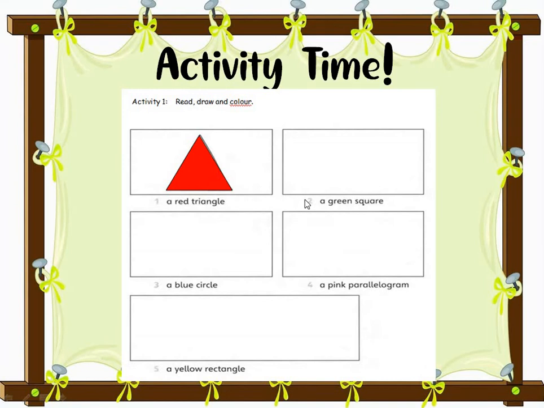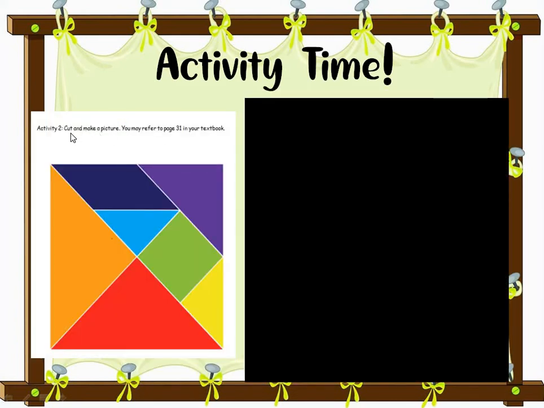Okay, class? Okay, baca dulu. Read first. Lepas tu, lukis. Lukis dengan kemas. Dan warnakan dengan warna yang betul. Okay? Okay, dah habis activity 1. You can continue to activity 2.